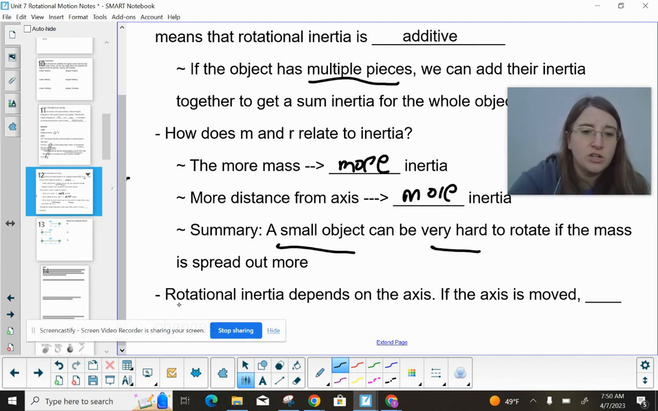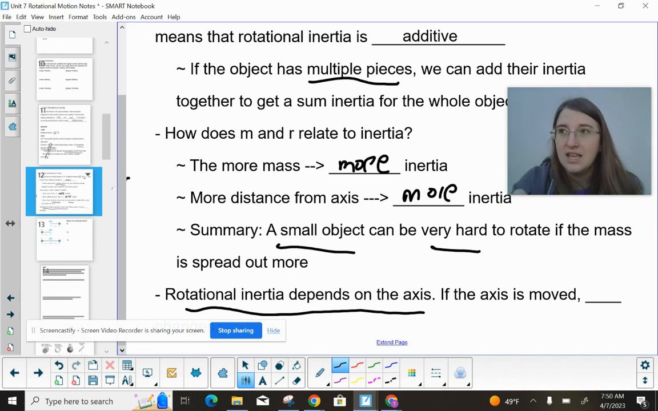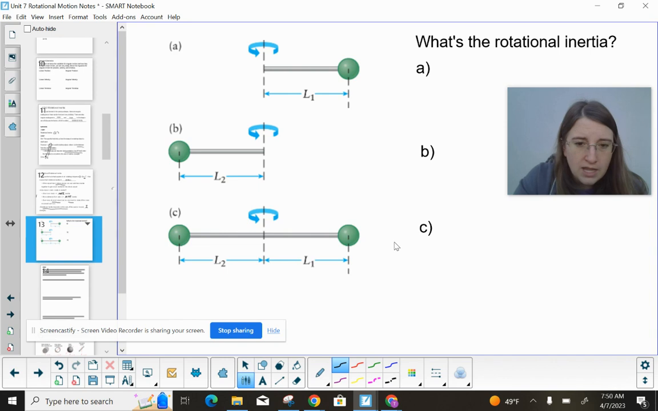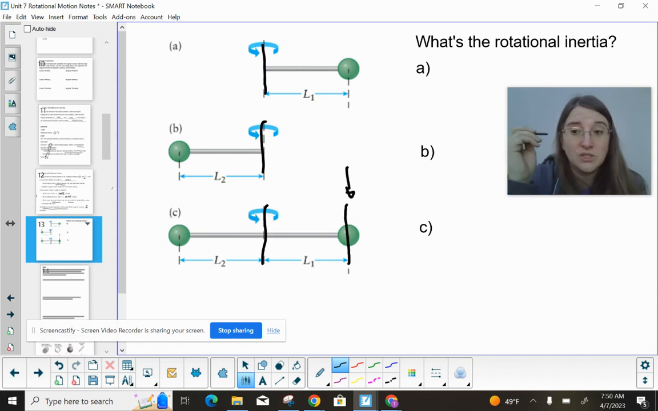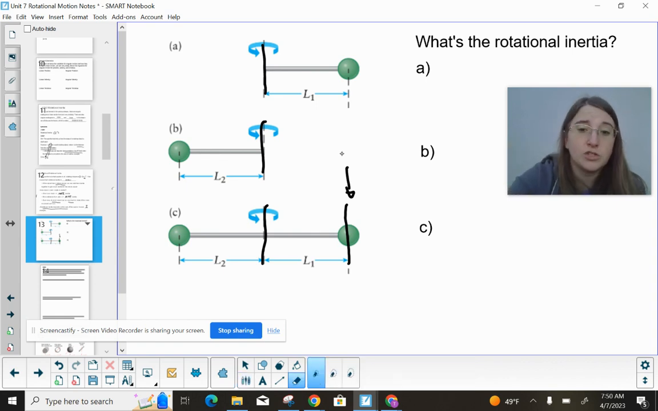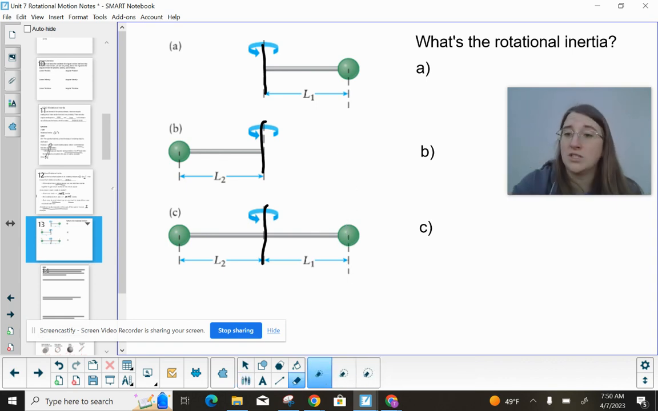Because of that, the rotational inertia depends on the axis. If we move that axis, I is going to change. So you have to be really careful about where the axis is. For example, in this question, we're going to do this tomorrow or Monday, whatever. My axis is here in each case. If in the last case I moved this axis to be here, and that's where I was rotating it through, the inertia would be very different. We'll talk more about that tomorrow, though. Monday, whatever.